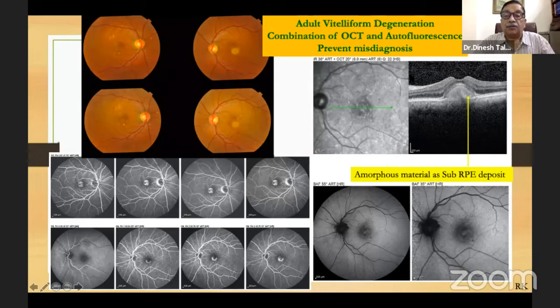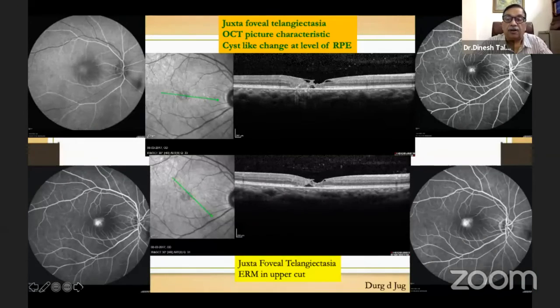At the same time, sometimes there are some mimics, like what you see over here. This looks like a type 2 CNVM, but actually this is amorphous material. If you do an angiogram, you find that it's not increasing in hyperfluorescence. If you see the autofluorescence, it shows as an autofluorescent area. And that is your clue that you're dealing with adult vitelliform degeneration. This is not to be treated, doesn't require any treatment.